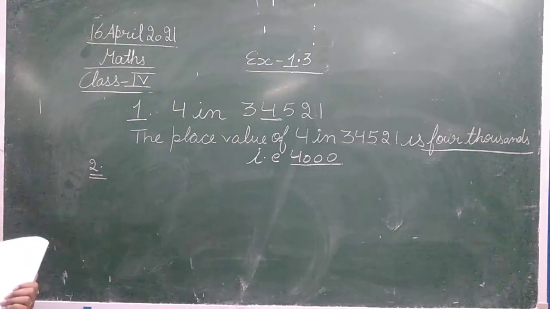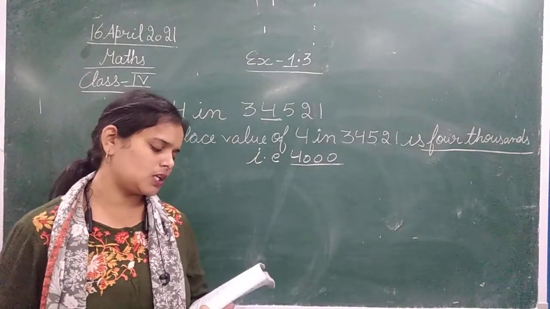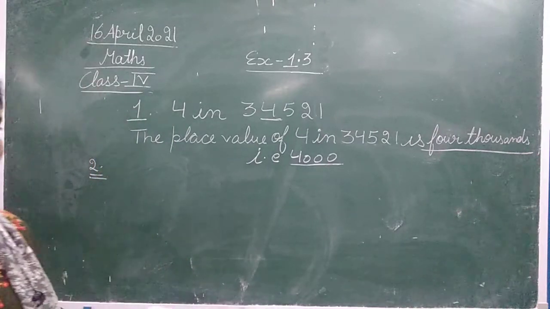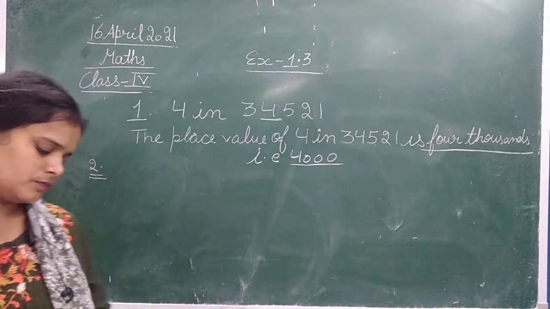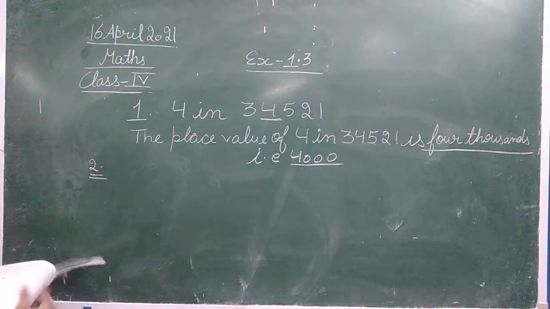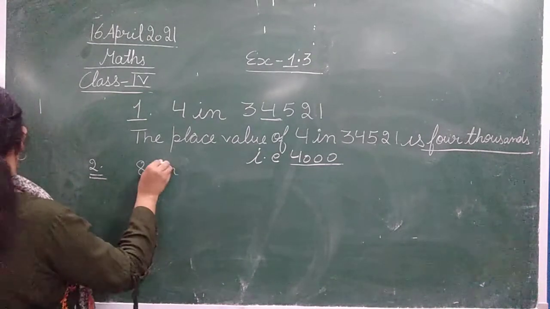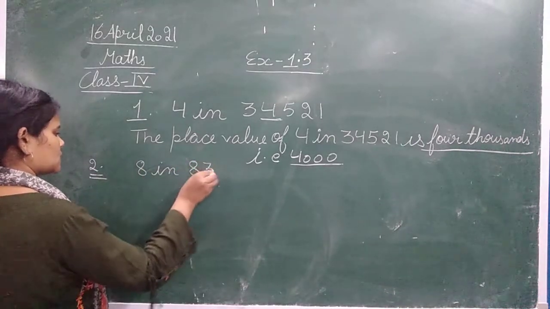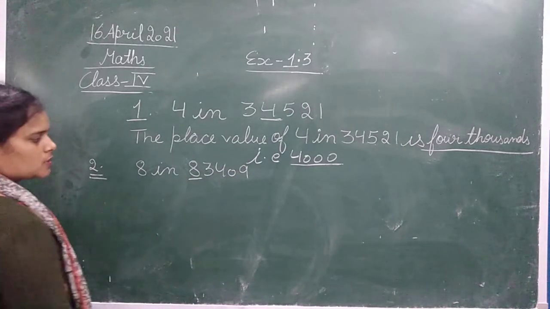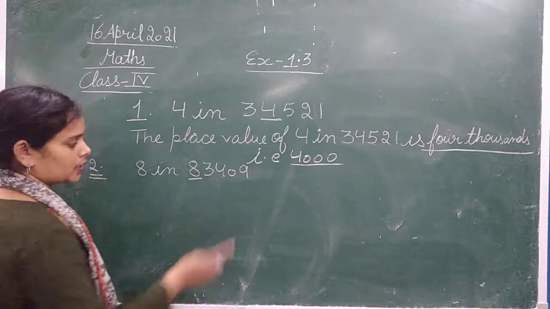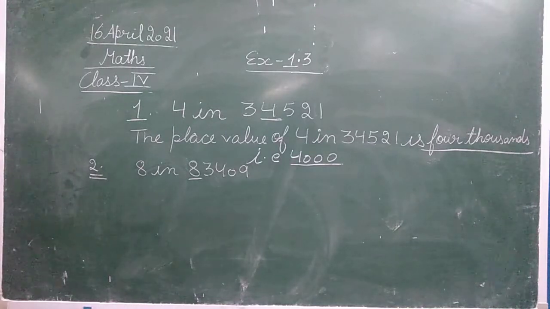In question number 2 we need to find out the place value of 8 in 83,409. So this is 8. At which place does it appear? 1, 10, 100, 1000 and 10,000. So look, 8 appears at the 10,000 place.